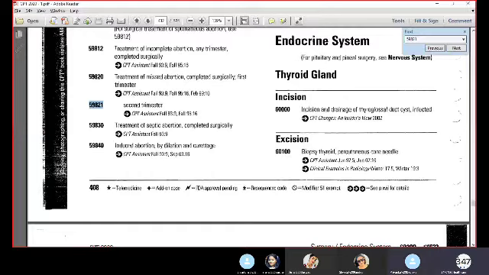Can you repeat the question? Molar pregnancy with dilation and curettage. Got the code?